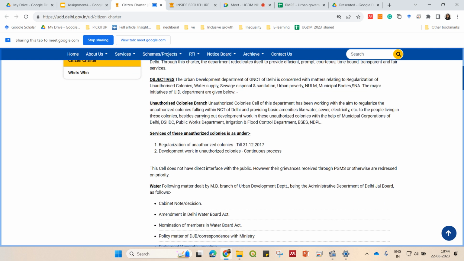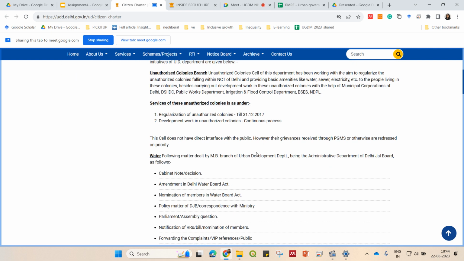So for unauthorized colonies branch, the services that unauthorized colonies can expect are first the regularization of unauthorized colony, and then you get the time frame till 31st December 2017. All the unauthorized colonies will be regularized by this department. Then the development work in unauthorized colonies. It is a continuous process. So for this, they do not have a time frame. So for the thing which they do have a time frame, they have mentioned. For something which they don't, they have just written it as a continuous process.